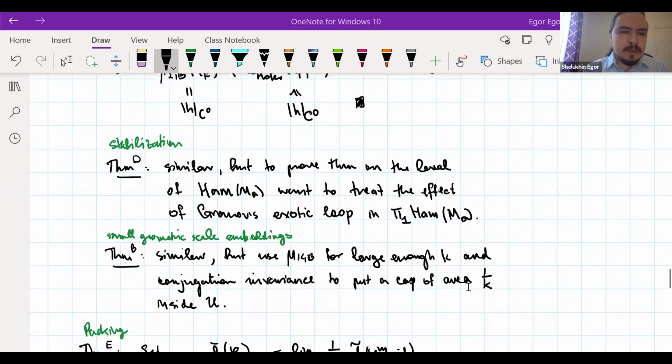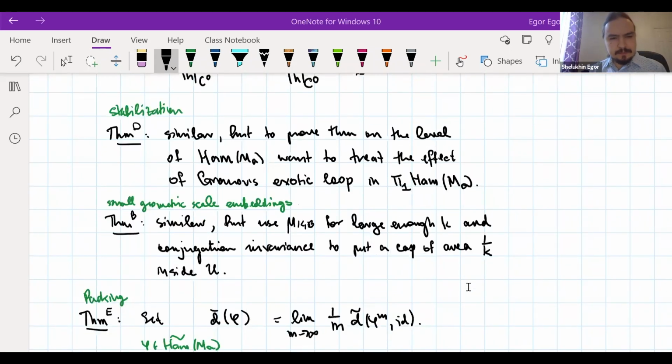Okay, and about the result on small geometric scale embeddings, the proof is similar, but instead of mu 2B, we use mu kB for k large enough, so that the topmost circle in the Lagrangian configuration sits inside a little ball, let's say a cap of area 1 over k, and that sits inside U. And of course, we use conjugation invariance to put a particular cap inside U.